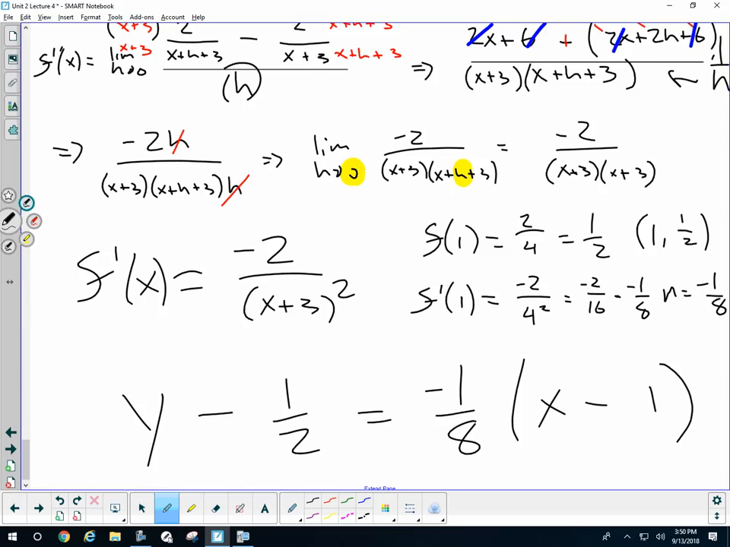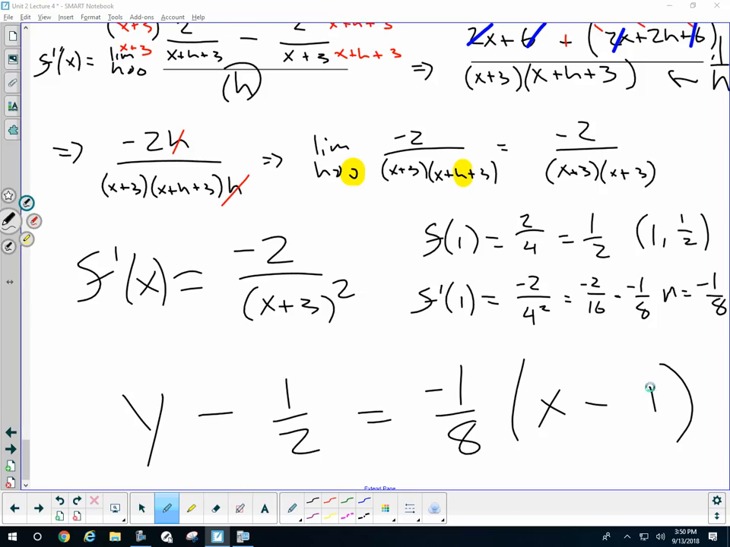Now, sometimes we get caught up in creating these equations of these lines, but what was our goal here? Our goal is to figure out how quickly this function 2 over x plus 3 is changing when x equals -1. Boom! -1/8. What does that mean? That the function is going down at a pretty slow rate. Okay? That's the instantaneous rate of change. We can say it's decreasing 1/8 of a y for every x at that moment.